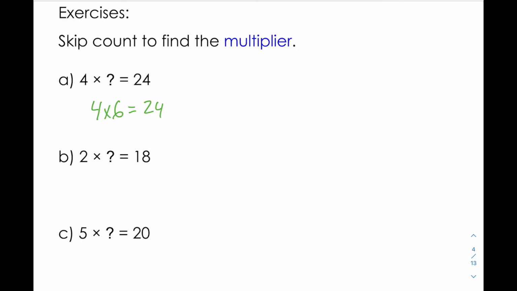4 times 6 is equal to 24. 2 times 9 is equal to 18. And 5 times 4 is equal to 20.